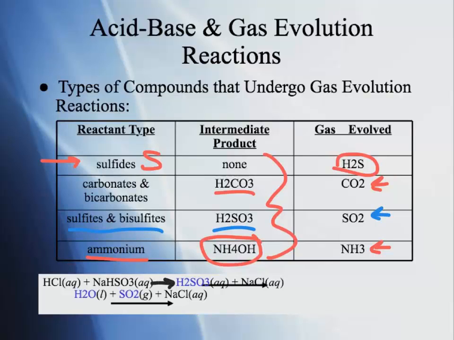So here's an example. Hydrochloric acid and sodium bisulfite, okay, reacts to form, again, H2SO3 and NaCl, right, by double replacement. And so remember that H2SO3 is an intermediate. It's going to fall apart into water and sulfur dioxide gas. Okay, so in the end, you have three products: water, sulfur dioxide gas, and the sodium chloride that was made in that first step.